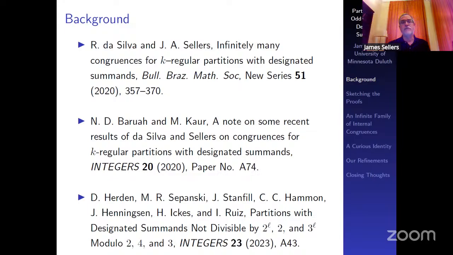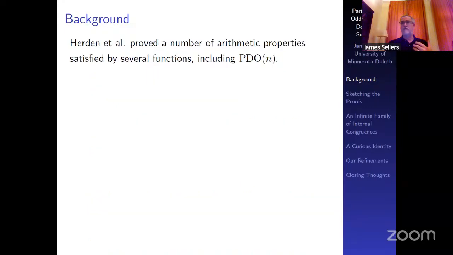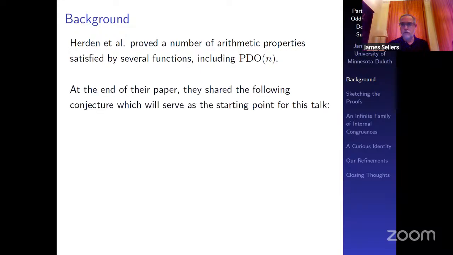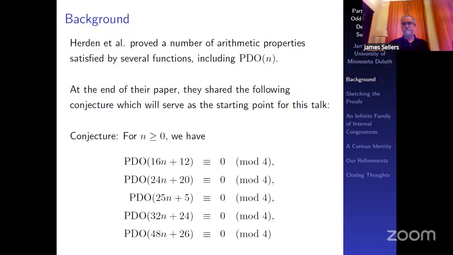And here the authors basically go back to PDO and 3 regular and or 3 to the L regular and 2 to the L regular. And it's this paper that I want to focus on for the next several minutes as we think ahead about some of the new results. But I want to point out again, this last paper was just published a year and a half ago, maybe 2 years ago. So in that paper of Herden and his co-authors, they looked at several Ramanujan-like congruences for PDO of n. And at the end of the paper, they shared this conjecture.